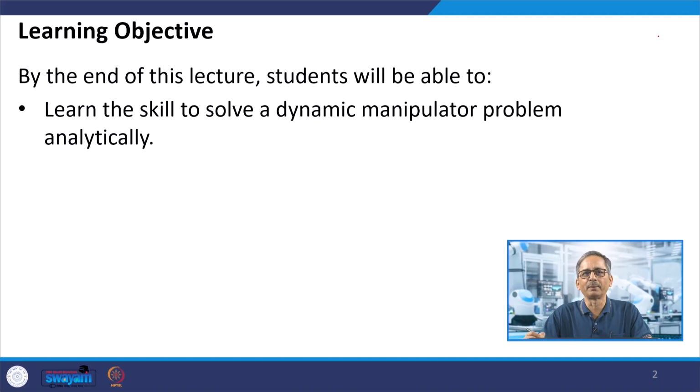In the last lecture we have seen the derivation of the Newton-Euler equation, and today I want to go through one simplest example of a two-link planar manipulator, the simplest possible type. I would like you to take pen and paper and try to do this example; that will help you get a deeper insight into the problem. I expect that by the end of this lecture, you will be able to solve a dynamic manipulator problem analytically.